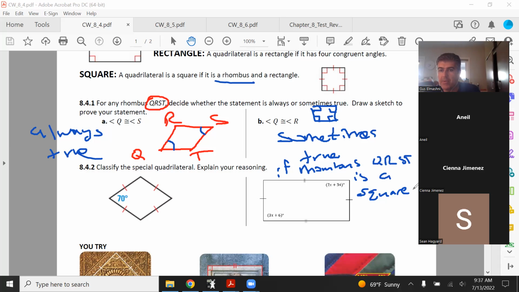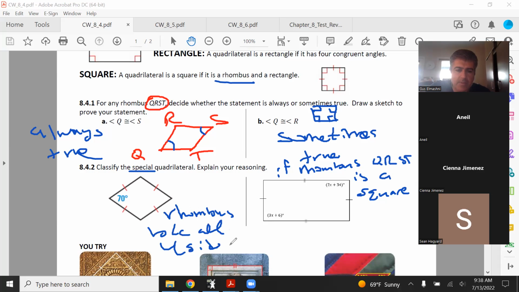Like everyone starts off as a parallelogram, and then if a parallelogram gets all 4 sides the same, we call it a rhombus. If it gets all 4 angles the same, we call it a rectangle. Or if it gets both 4 sides and 4 angles, then it becomes a square. So it's just a special designation. So classify the special quadrilateral here. All you know is that all 4 sides are the same. That's a rhombus, because all 4 sides are congruent.